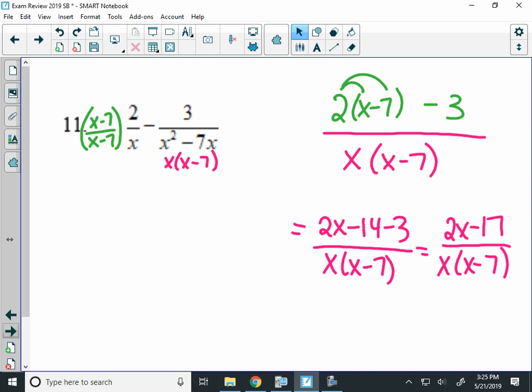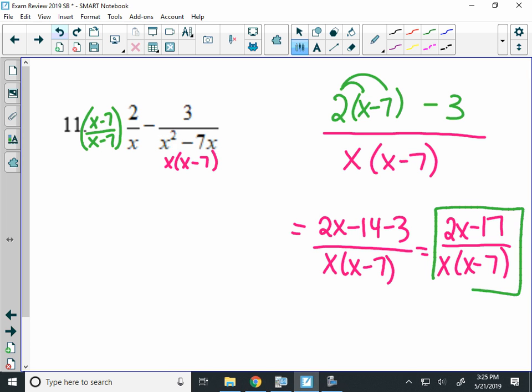Just like the last problem, do not be the person who crosses off those x's. You are not allowed to do that. The numerator does not factor, so this is as simplified as you get.